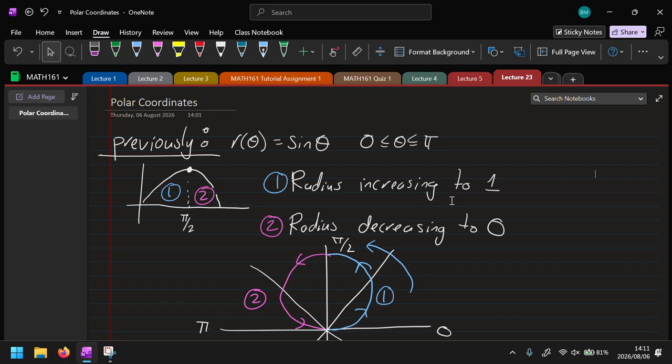For region 2, we see that it starts at 1 and it decreases to 0. So from pi over 2, you imagine going counterclockwise, pi over 2 to pi, the radius decreases. You see it's getting smaller and smaller, and at pi it is 0. So region 1 and region 2 make the circle here. And we saw that on Desmos at the end of the lecture. So that was just a quick recap of what we did last time.